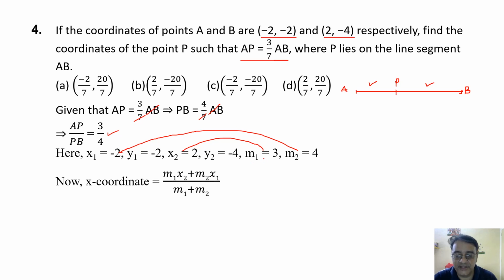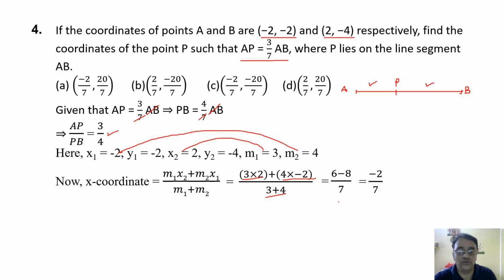So this will become 3 into 2 plus 4 into -2 upon 3 plus 4, which is 6 minus 8 upon 7. So what are we going to get? -2/7. Right, very good. -2/7.